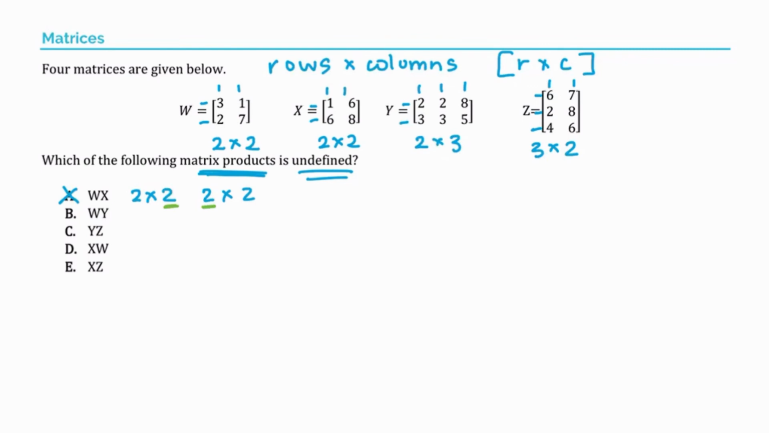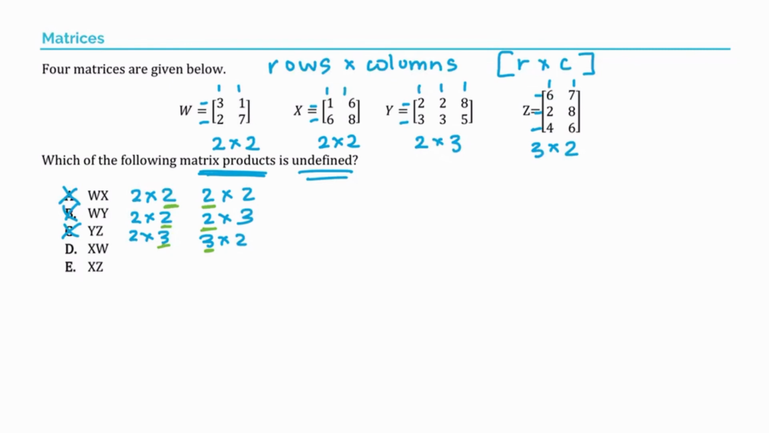Let's check B. Matrix W is a 2 by 2. Matrix Y is a 2 by 3. Well, guess what? Those inside numbers match again, right? We have 2 and 2, which means that I can multiply the matrices together. What about C? Matrix Y is a 2 by 3. Matrix Z is a 3 by 2. Guess what? Those numbers match on the inside, so I can multiply those matrices. So I'm going to eliminate it.